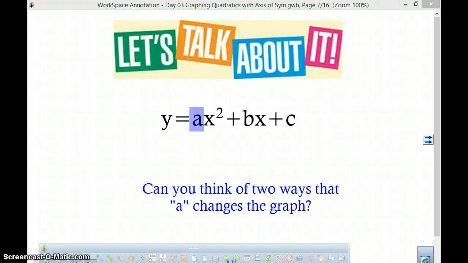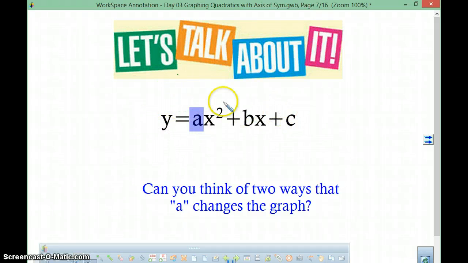Right, welcome. First off, can you think of two ways that A changes the graph? Right here, we have a quadratic equation. A is the number that's in front of the x squared. How does that change the graph?